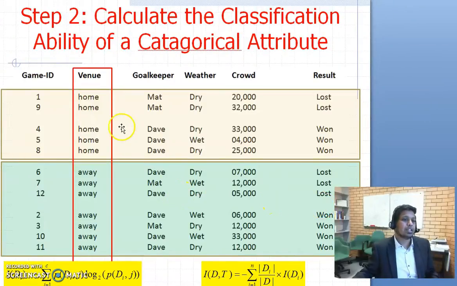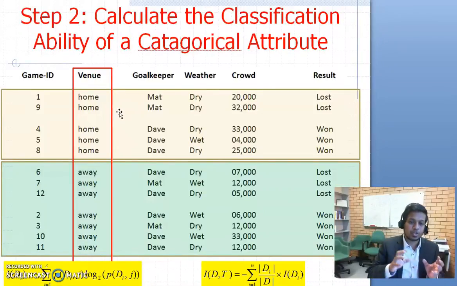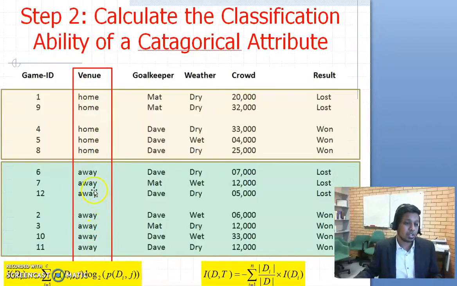So how does it do it? It handles different types of attributes differently. For example, some attributes can be categorical, some can be numerical. Venue is a categorical attribute where there are two categories in this case. So it divides the data set into two parts, where the records are rearranged: record 1, then 9, then 4, etc., all on one side of the data set have the same value for that particular attribute, and on the other side of the data set, all records have the other value.